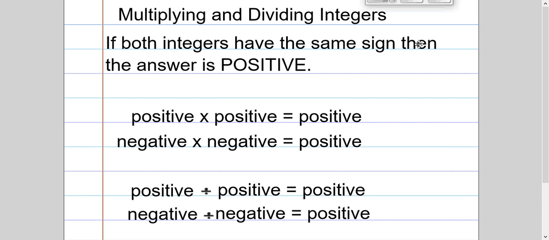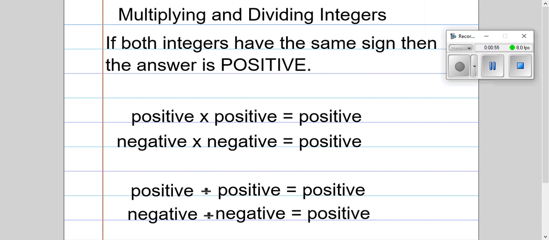Like I mentioned before, this is a fairly easy concept to remember. All you have to do is look at the signs of the two numbers that you are multiplying, because you're only going to be able to multiply two numbers at a time. If both integers have the same sign, then the answer is going to be positive. Therefore, if I had a positive times a positive or a negative times a negative, either way, I'm going to end up with a positive answer.